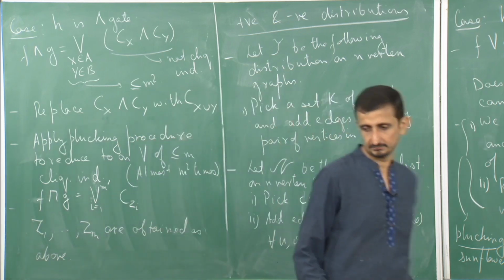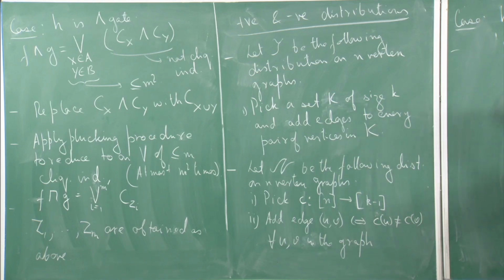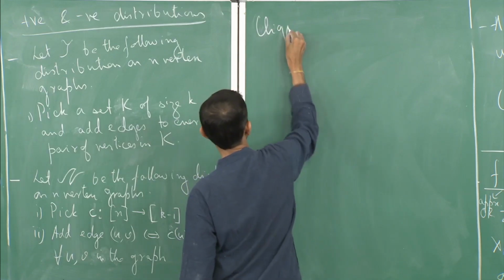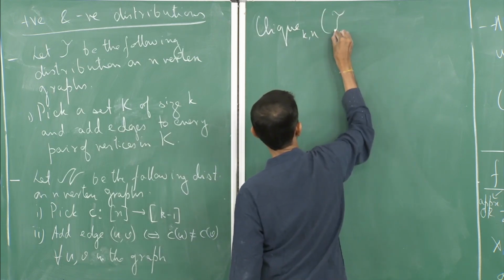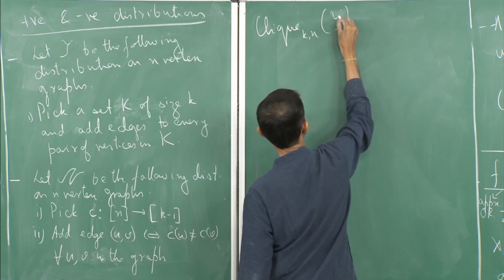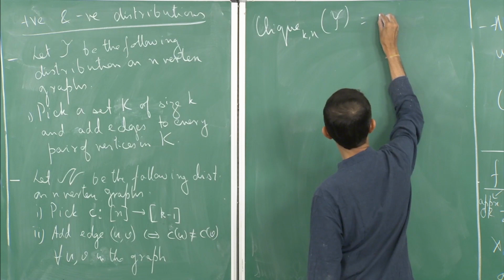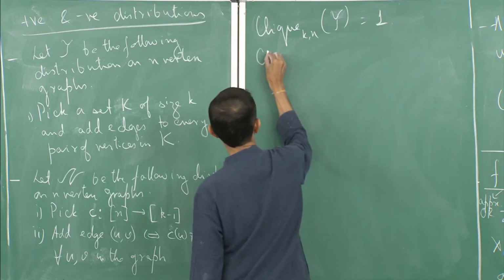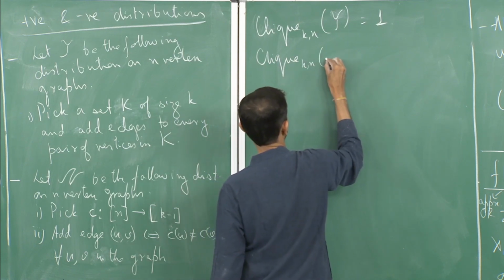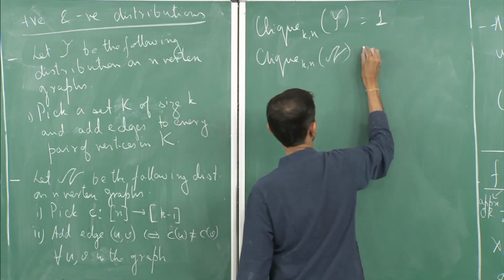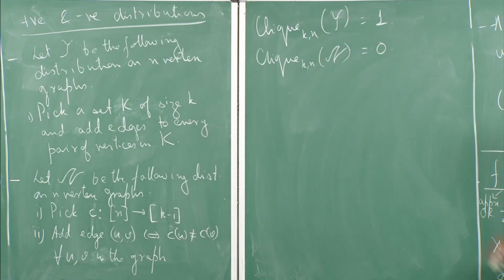So I can write this as follows: if I use the clique function that we defined at the beginning, clique k comma n of this yes graph is equal to 1, and clique k comma n of this no graph is 0. Okay, that's it.